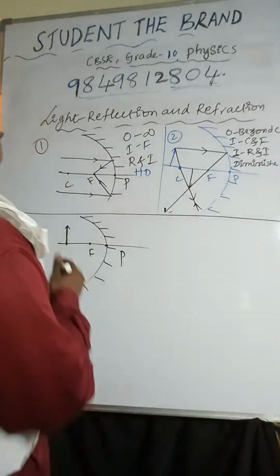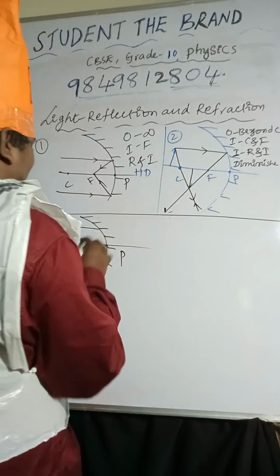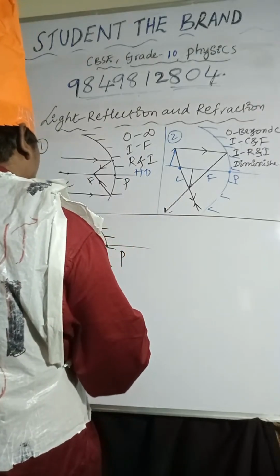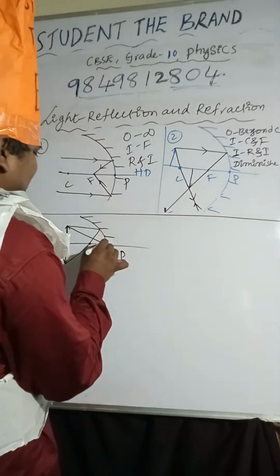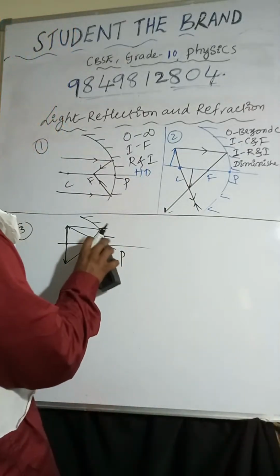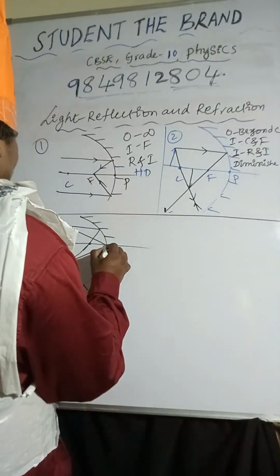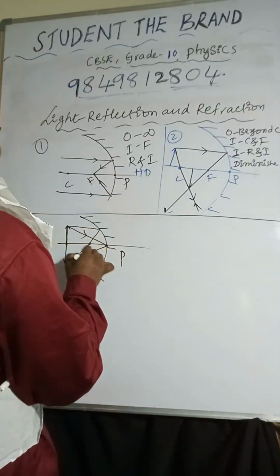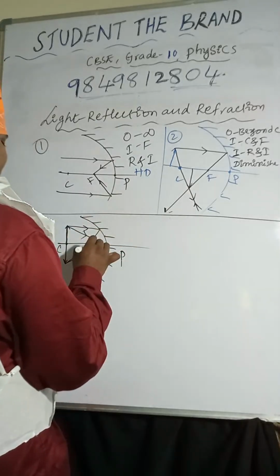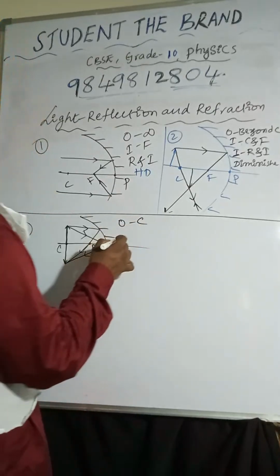What is the nature of the image? The nature of the image is real and inverted. The size of the image is the same size. Are you understanding or not? The size of the image is the same size, and the nature of the image is real and inverted, when the object is at center of curvature.